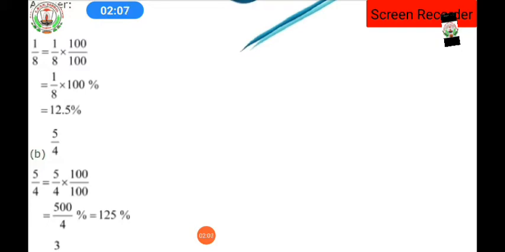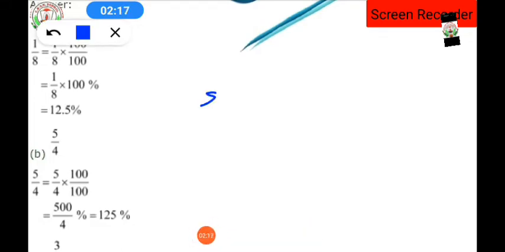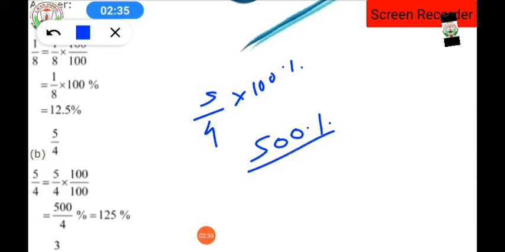Okay, now what is the next we are having? The next we are having is 5 by 4. So the next fractional form we are having is 5 by 4. What do we have to do with this 5 by 4? We have to multiply by 100%. Why are we going to multiply with 100%? Because this fraction 5 by 4, we have to convert it into percent, that's why. So here it will become 500% upon 4.